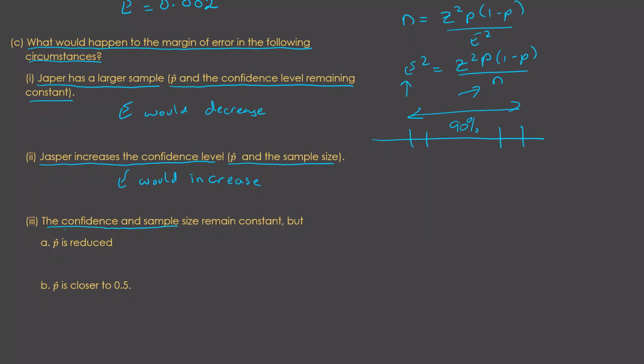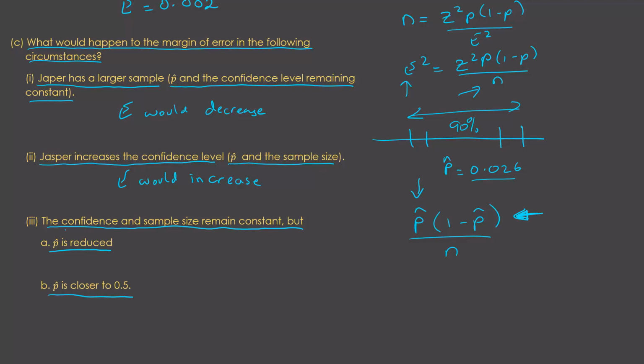The confidence and sample size remain constant, so they're not going to change this time. And then we look at a situation where p hat is reduced and p hat is closer to 0.5. Well, if we go back to looking at the variance, p hat 1 minus p hat divided by n, this time if p is reduced, remember p hat is 0.026. So if it gets smaller, the top here is going to get smaller from here.